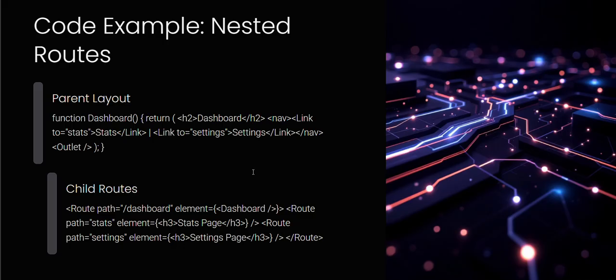Dashboard is a parent component. Stats and settings are child pages shown inside the dashboard. Outlet is used to load whichever child route is active.